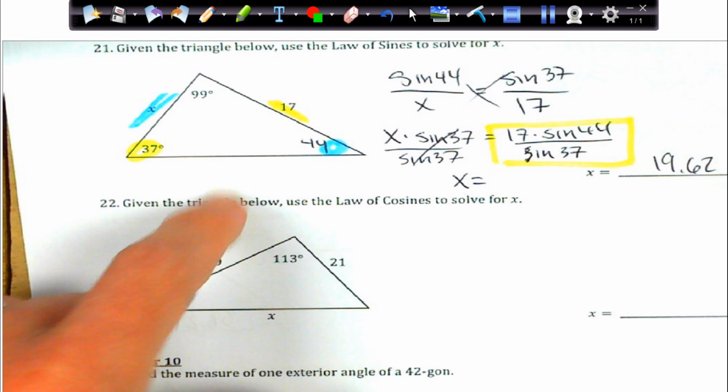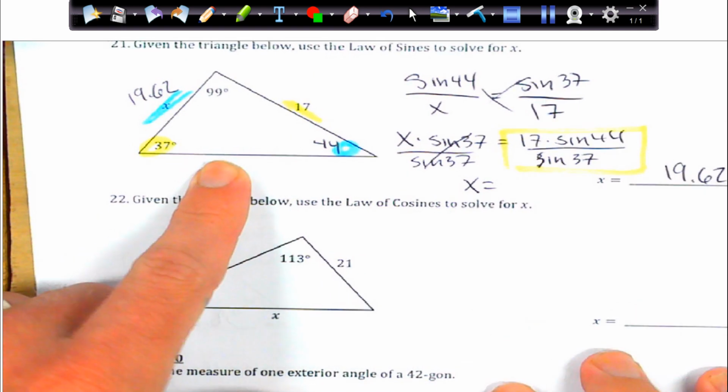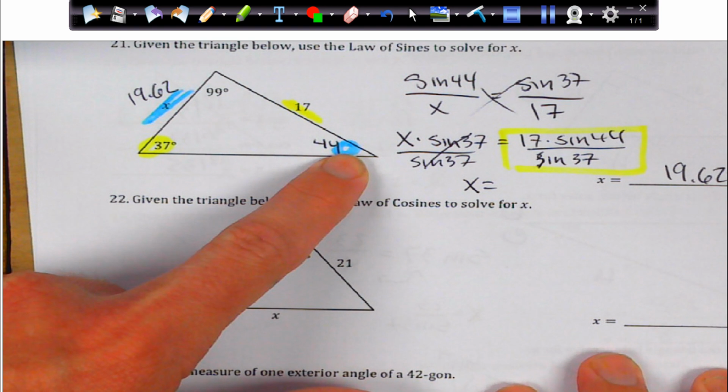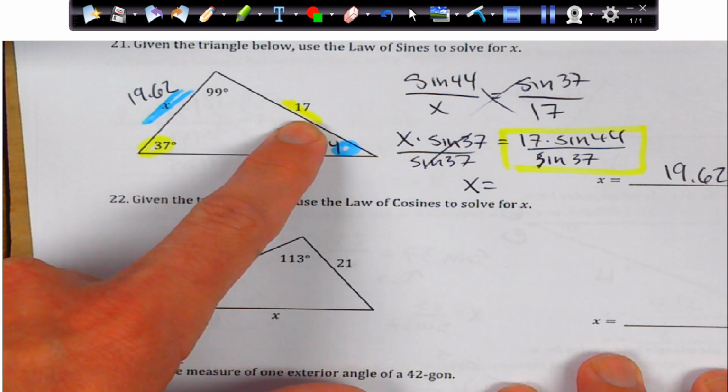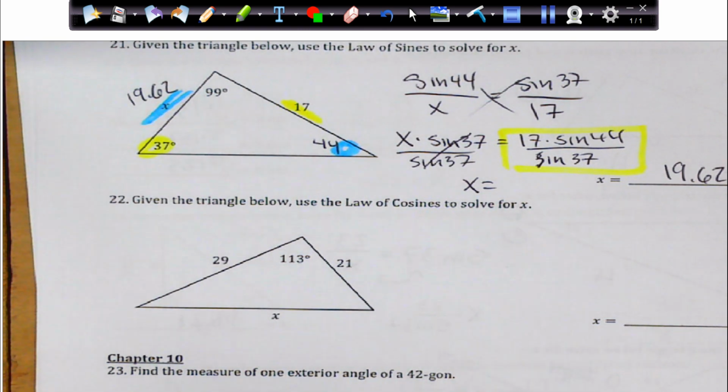And again, I look at this as, is 19.62 reasonable? And 44 is bigger than 37, so I'd assume this blue line would be longer than this line, which it is. Not much longer, but 44 is not much bigger than 37, so it seems reasonable to me.